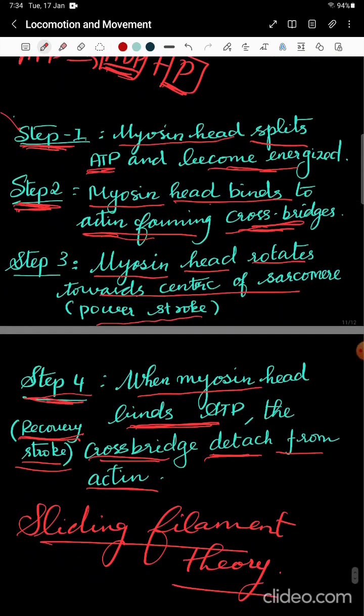This contraction mechanism of muscles is otherwise called the sliding filament theory.